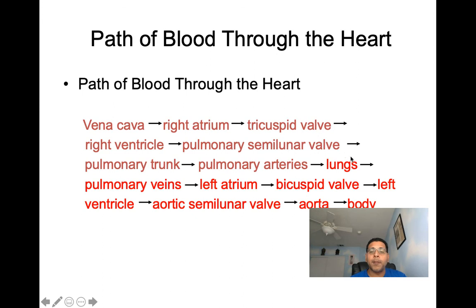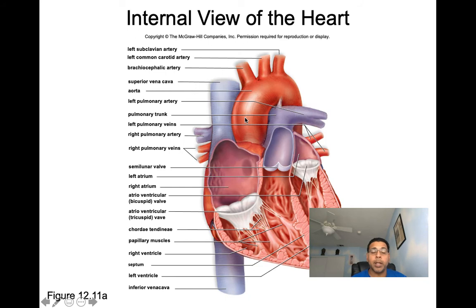It's going to make its way from the lungs into the pulmonary veins, then the left atrium, crossing the bicuspid valve, making its way into the left ventricle, crossing the aortic semilunar valve, and then into the aorta to be distributed throughout the body. And then again back, right into the vena cava, right atrium, tricuspid valve, and everything over and over again. So here it is again.